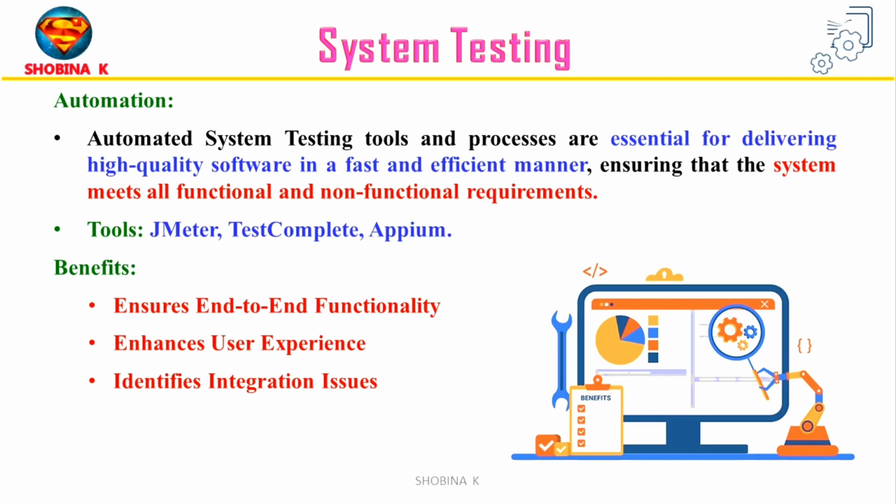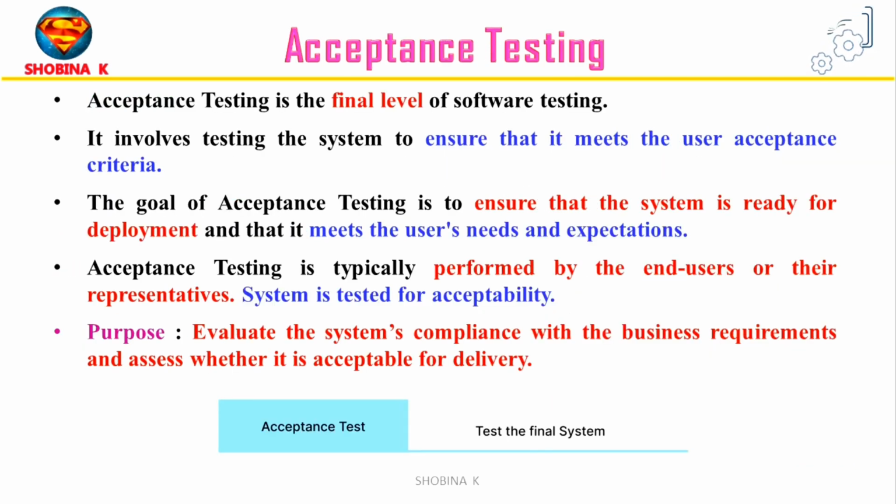That is, system testing helps to identify and fix issues that can impact the user experience. And next, it identifies integration issues. System testing helps to identify integration issues between different components, services, or systems. By testing the system as a whole, it may find issues that are not caught by unit testing or integration testing. Acceptance testing is the final level of software testing.